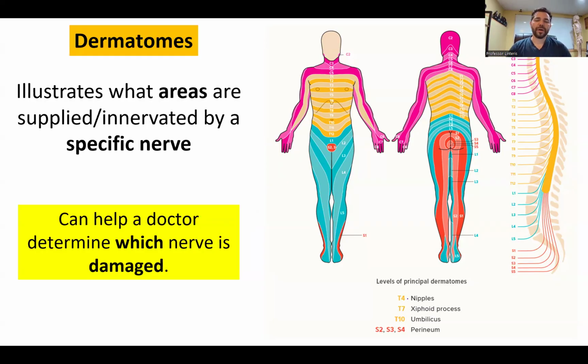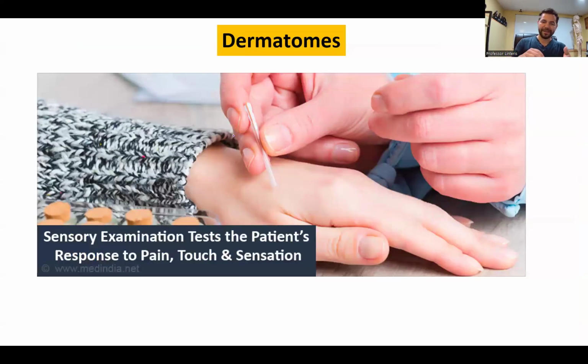So by understanding what areas of the body are supplied or innervated by a specific nerve, we can help isolate the nerve that's damaged or the region that's damaged, right? So they do a variety of different types of tests, right? Pain, touch, sensation. Can you feel this, right? Do you feel that pain? And various areas throughout the body could give you an understanding of the potential nerve damage or spinal cord damage that has occurred, right? So there's tests to detect this in relation to dermatomes.